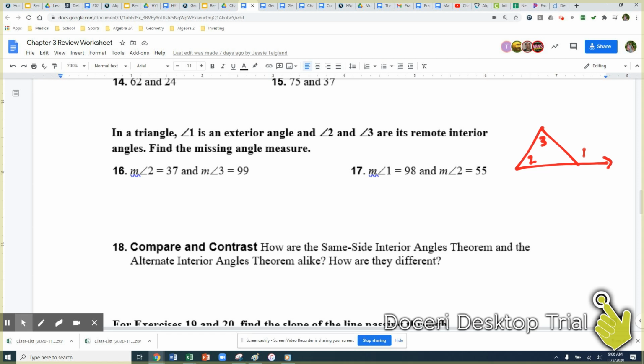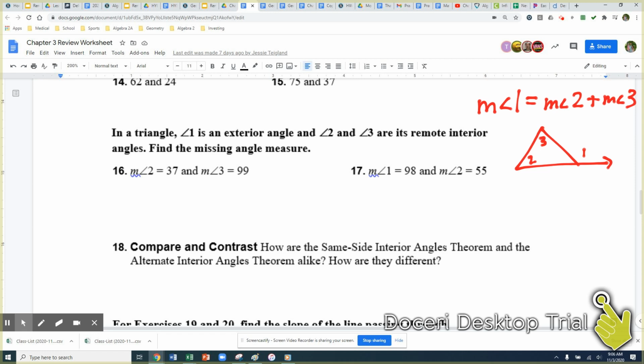Now the theorem is: since there's 180 degrees in a triangle, and since angle 1 makes 180 degrees with this angle as well, these three add up to 180. Angle 1 and this angle also add up to 180. That means that these two angles added together are exactly equal to the exterior angle. So the theorem that we use is: the measure of angle 1 is equal to the measure of angle 2 plus the measure of angle 3. So the remote interior angles 2 and 3 are always going to add up to that exterior angle.